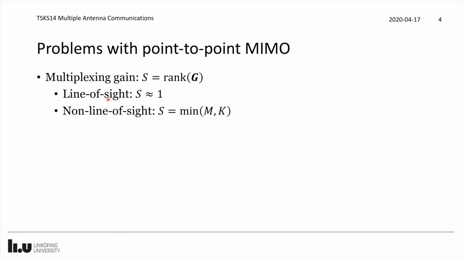But in the line of sight cases, we saw in the last lecture that the channel has a rank that is equal to 1. And even if you add a few additional scattered paths, they will be much weaker than the direct path, and therefore you still have approximately a rank 1 matrix. In non-line of sight cases, for example with IID Rayleigh fading, you will see that the rank has its maximum value, which is the minimum of M and K.